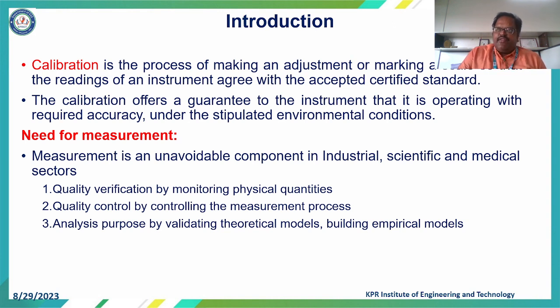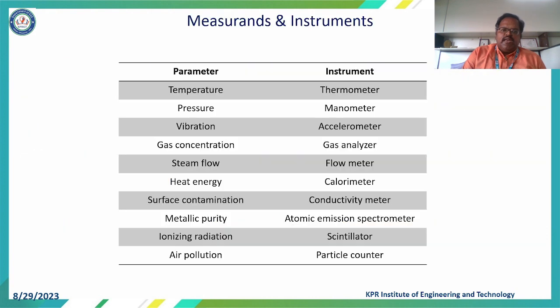That is why we have to make a measurement. We need quality verification by monitoring physical quantities, quality control by controlling the measurement process, and quality analysis by validating theoretical models and building empirical models. These 3 things are necessary for measurement, which will avoid errors. So that's verification, quality control and analysis purposes. These 3 things are noted.